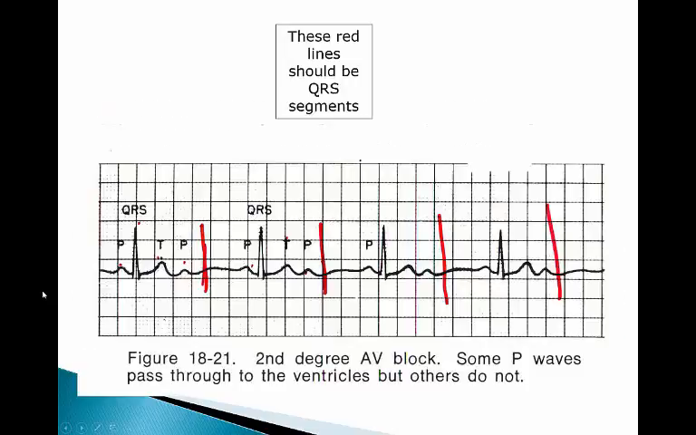All right, here's another one, and if you can see, this is pretty much every other beat. You've got P wave, QRS, T, P wave, and nothing. P wave, QRS, T, P wave, and nothing. Those red lines indicate where there should be a QRS complex. If this was a 6-second strip, the patient's heart rate should be 8, or 80, which would be perfectly normal.